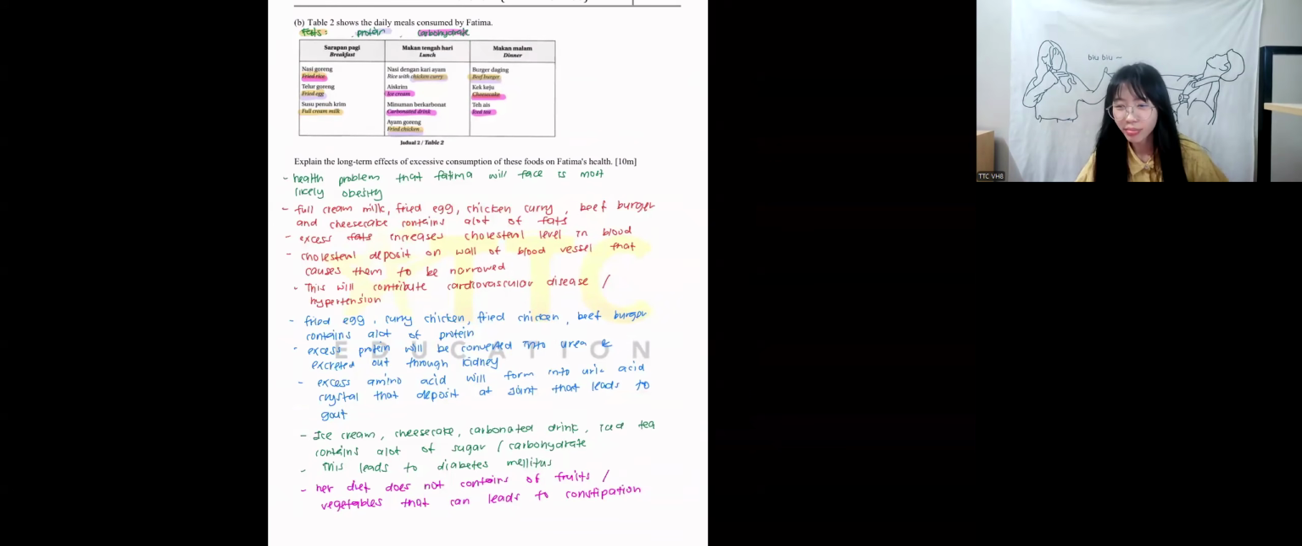Constipation means you cannot poop. 就是便秘啊. You cannot shit. It's called constipation.